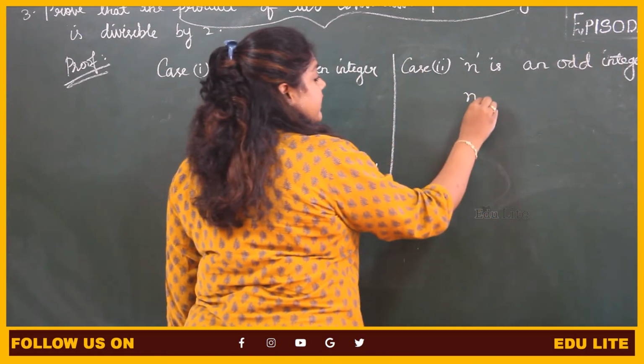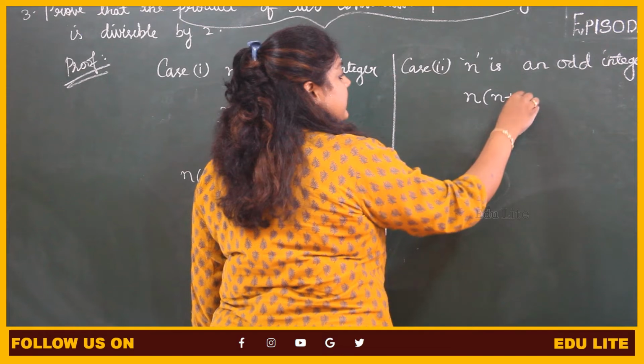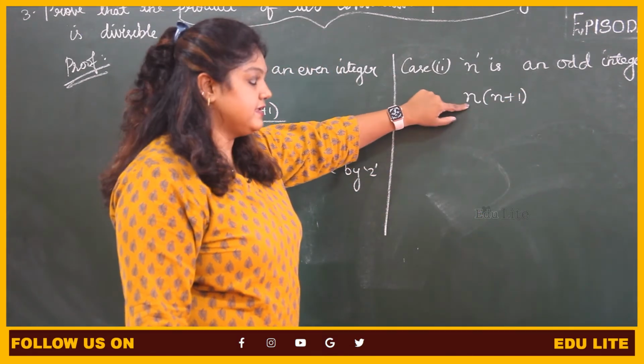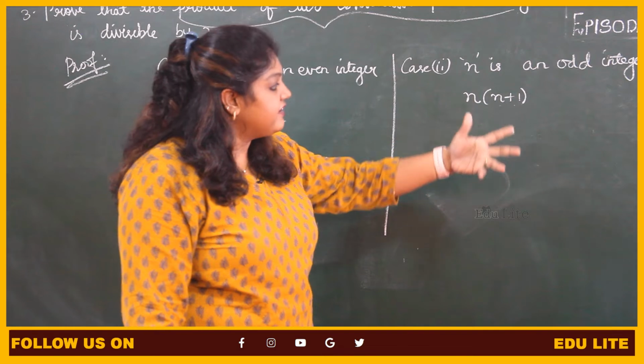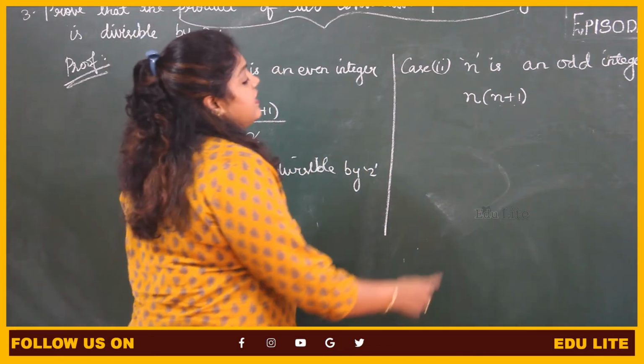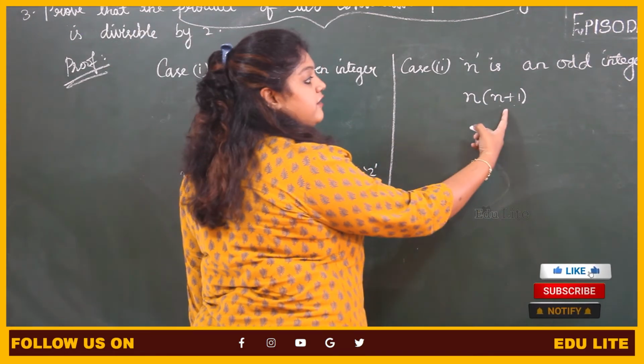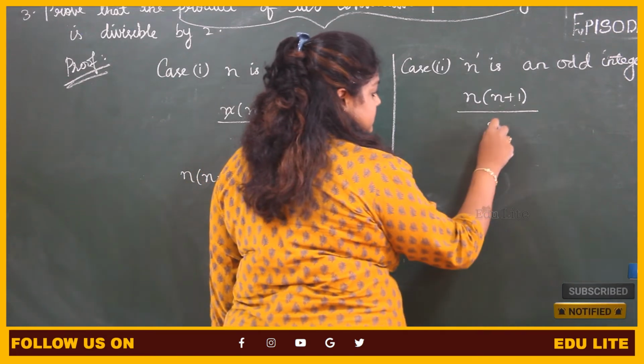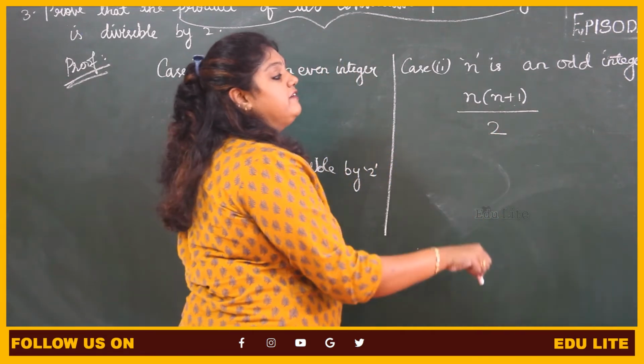If n is an odd integer, then n plus 1 will be an even integer, right? Because if n is 3, an odd integer, then 3 plus 1 will definitely give me an even integer. These two, 3 and 4, are consecutive positive integers. We should check whether this is also divisible by 2.